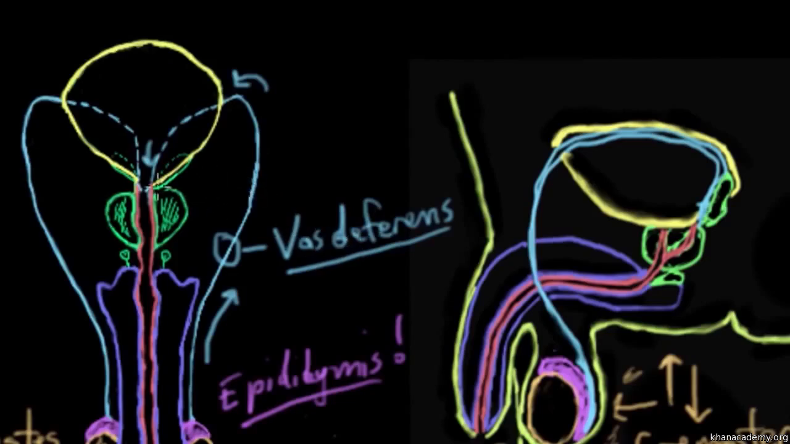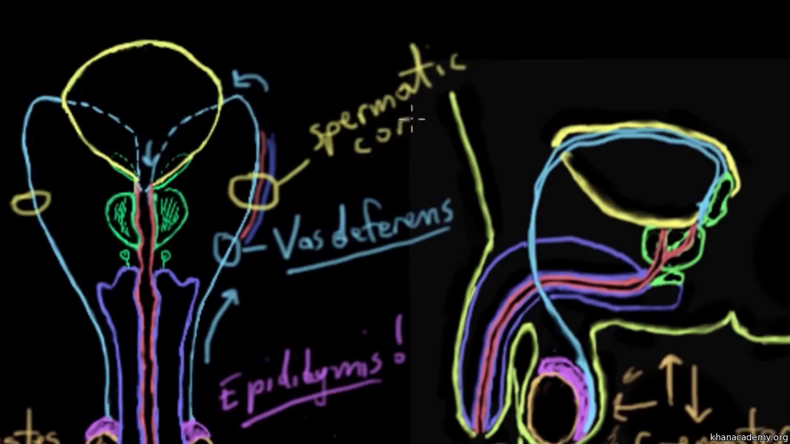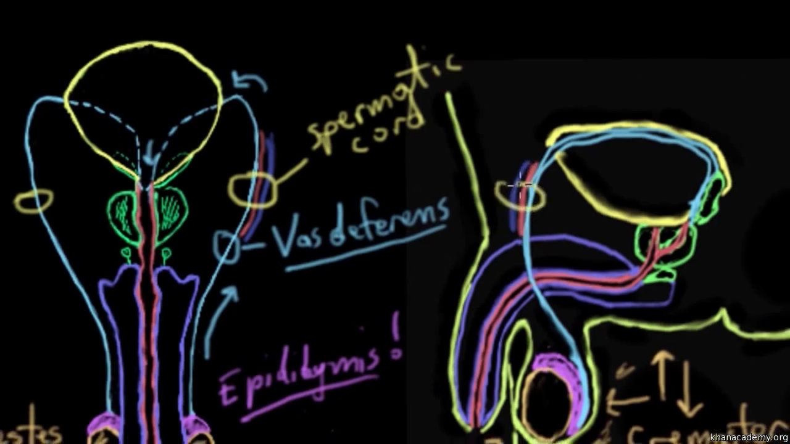Now, the vas deferens actually runs within a bundle called the spermatic cord. Inside the spermatic cord, you have an artery that serves the testes, and you also have a vein that serves the testes. All of that together, and you have that on either side, is called the spermatic cord. Let me just draw one on this side as well. So there's your artery, and you've got your vein as well.